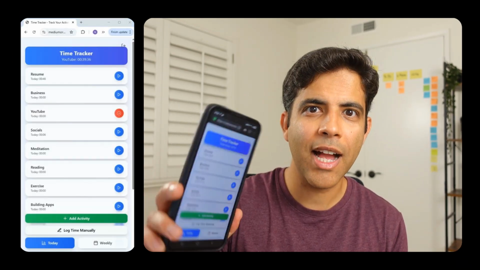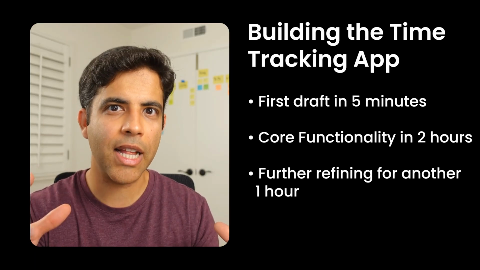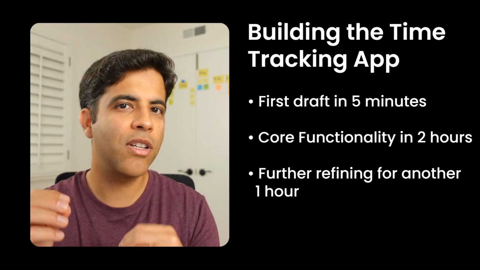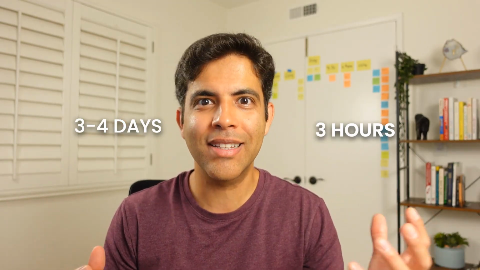But for this time tracking app, I built the first version in just 5 minutes, then the full core functionality in around 2 hours. And then I spent another hour just going through the bugs, refining it, and making it a little bit smoother. That felt crazy fast. 3 to 4 days for building the motivational quotes app versus 3 hours for building this time tracking app. All of this with just prompts.